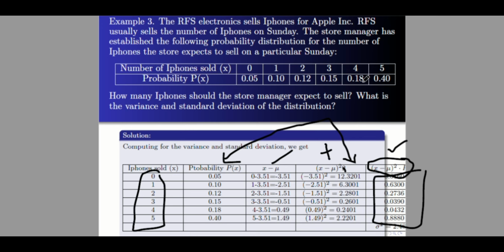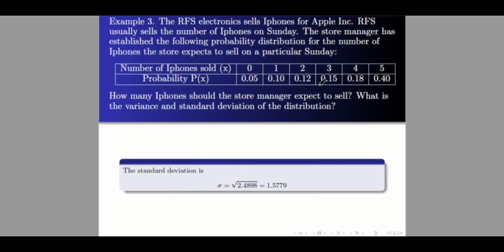Of course, we can see it here. So therefore, the standard deviation is just the square root of 2.4898, which is equal to 1.5779. So it's very small. We can see it here. 0, 1, 2, 3, 4, 5. They are very near to each other.